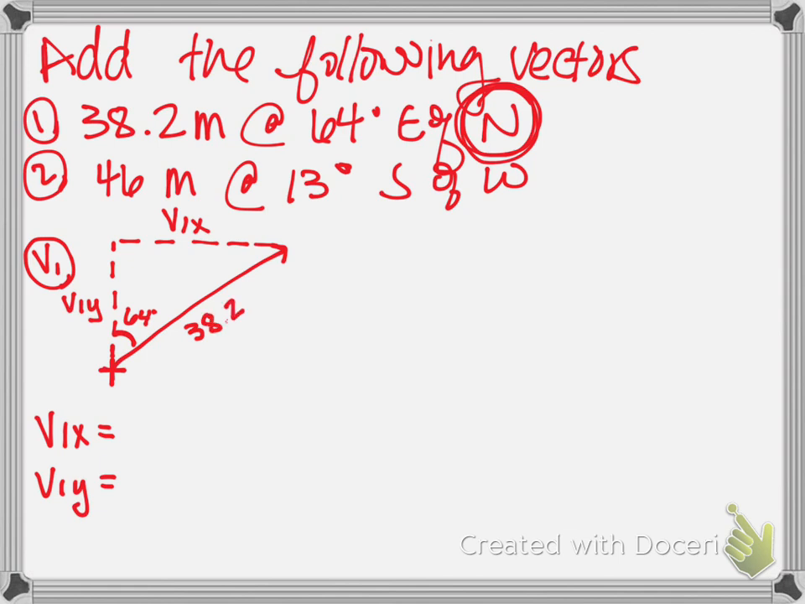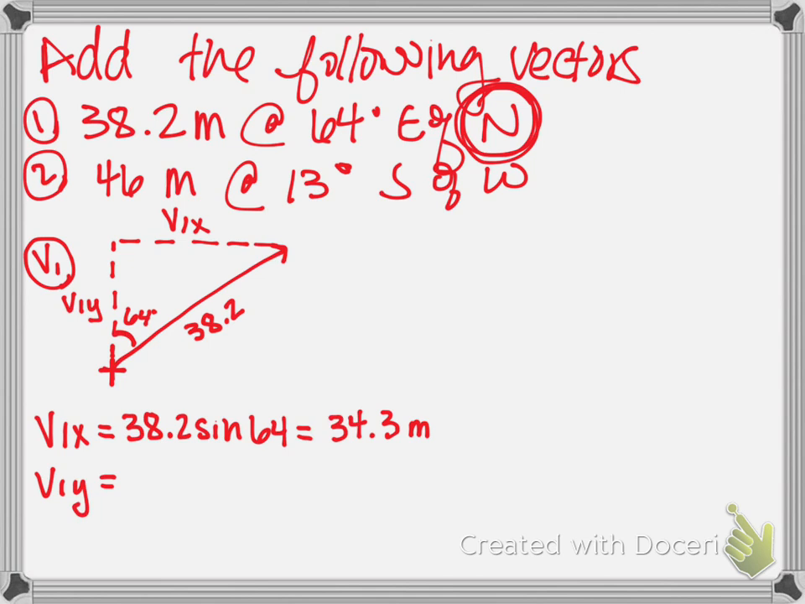And so now I'm going to take 38.2 times sine of my angle, 64 degrees. Make sure your calculator's out and it's in degrees, not radians, times sine of 64, gives me 34.3 meters. And does that need to be positive or negative? Positive, right? I'm going to the east there, so it's positive.